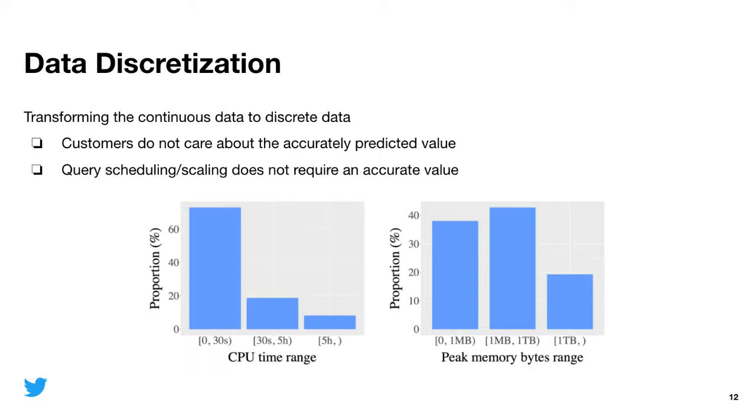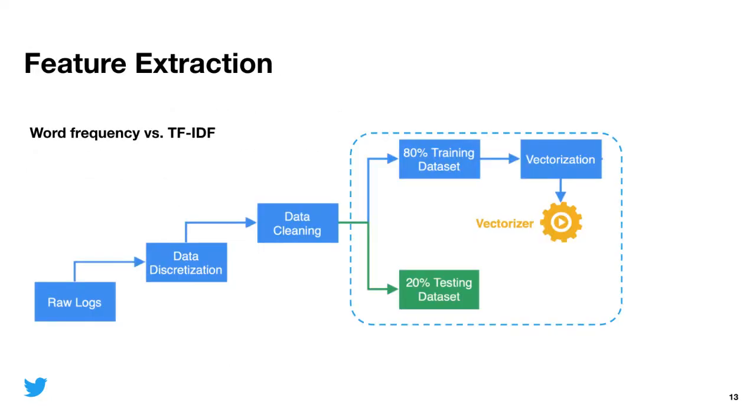And for the peak memory bytes, we find that the distribution tends to be more evenly distributed compared with CPU time. As a result, we generally evenly categorize the queries whose peak memory bytes is lower than 1 terabyte. So we select 1 megabyte as the boundary for low and medium memory consuming queries. So those are the ranges that we have selected.